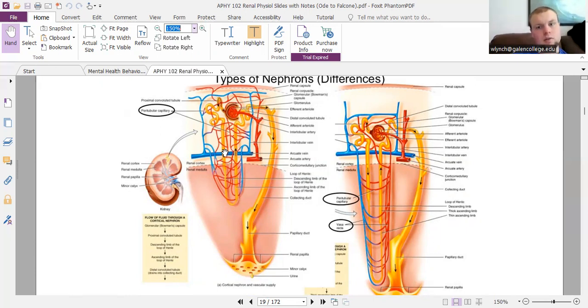So the differences are going to be how deep and dense the peritubular capillaries go and how deep the loop goes. So we can see the peritubular capillary network here is going to be pretty shallow. In the juxtamedullary nephron, however, we have a very deep diving capillary network and a very deep diving loop of Henle for the tubular fluid. And this is where we see the vasa recta come in.